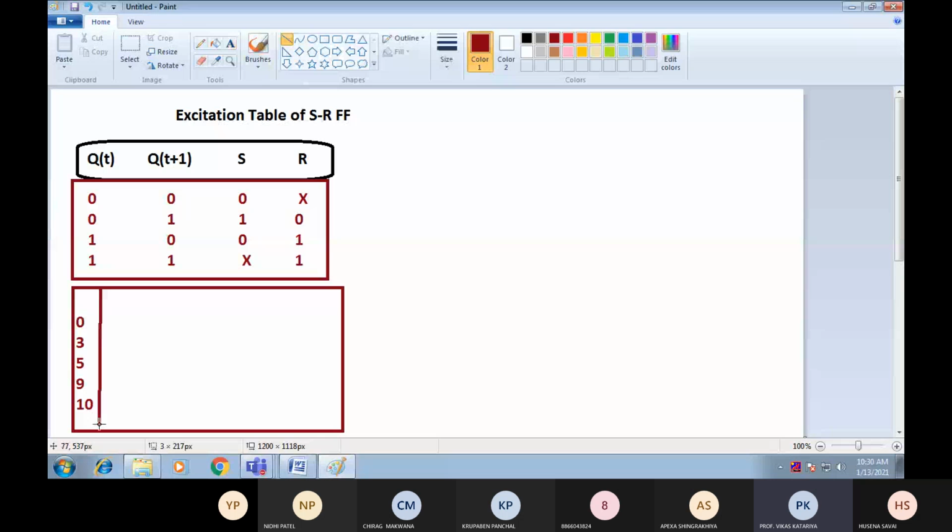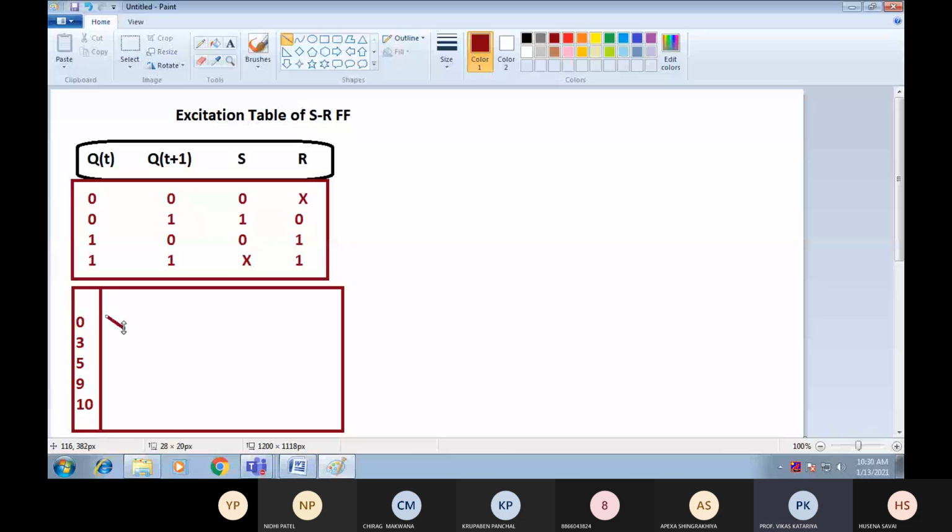So check the maximum decimal number. Here the maximum decimal number is 10. And if you get the binary value of 10, you get 1010. So let's find out the binary value first. Then we can find how many bits are required to represent 10. So 0 can be represented as four zeros. We are taking 4 bits.